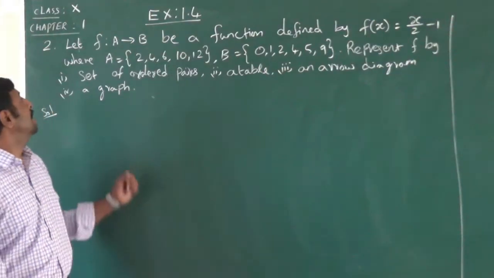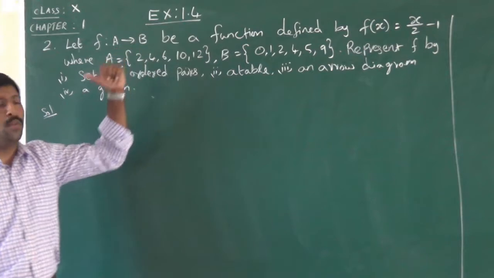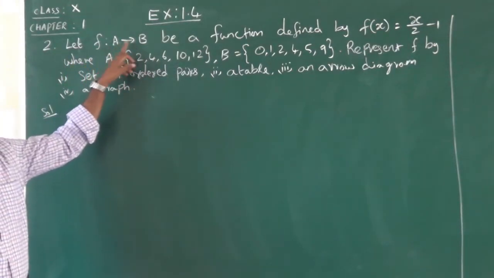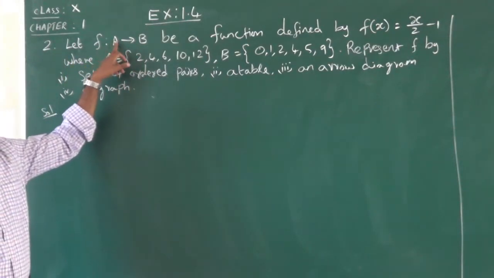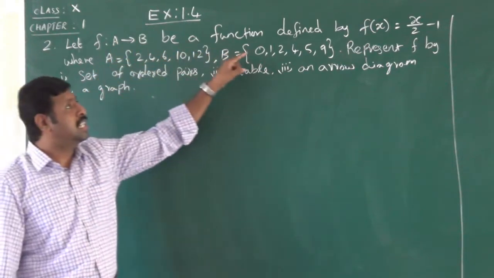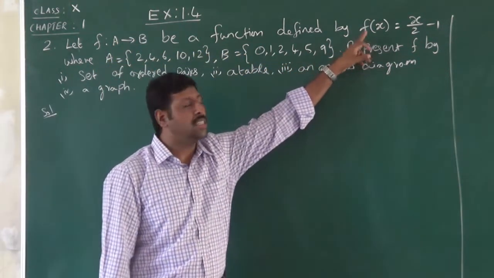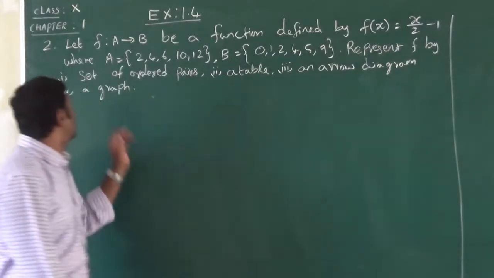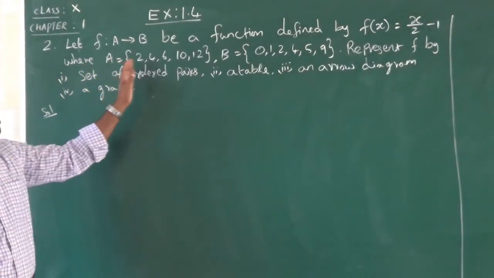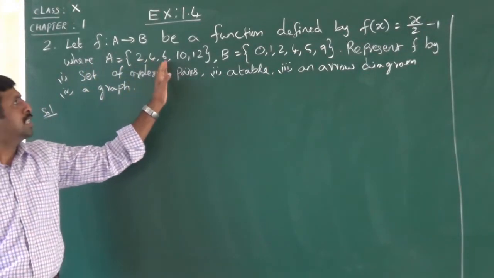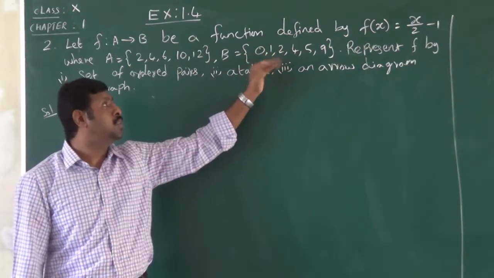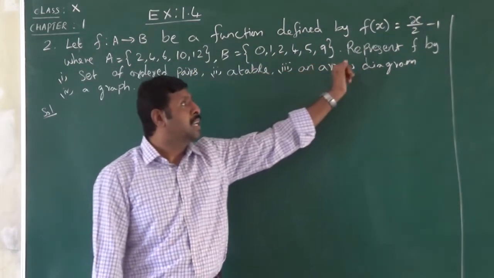Hi students, class 10, exercise number 1.4, question number 2. Let f from A to B be a function defined by f of x is equal to x divided by 2 minus 1, where the set A is given as 2, 4, 6, 10, 12 and set B is given as 0, 1, 2, 4, 5, 9.